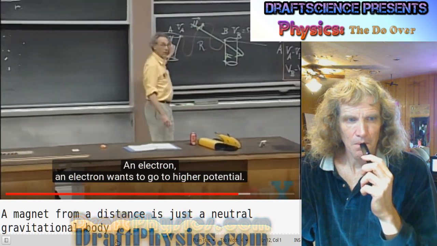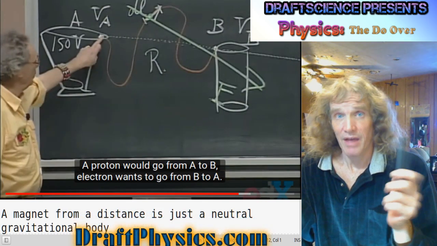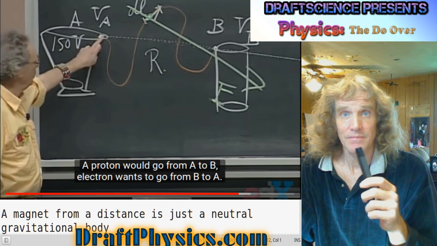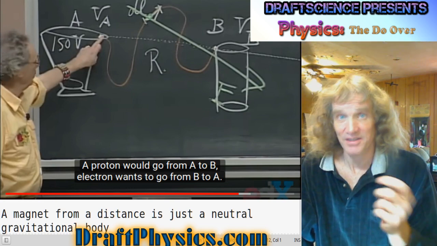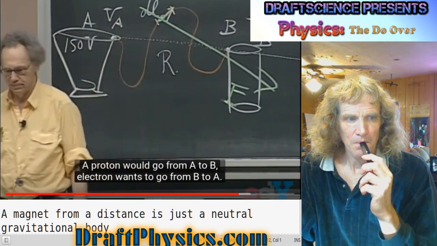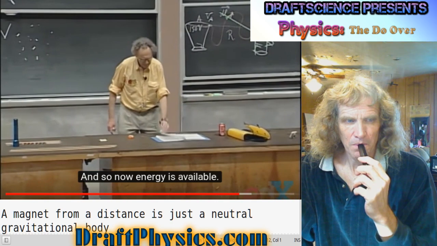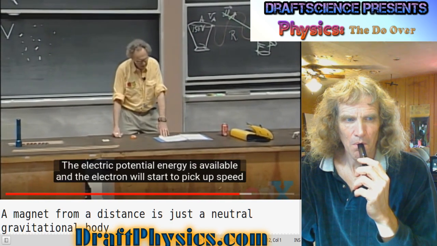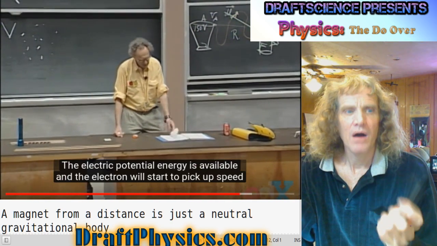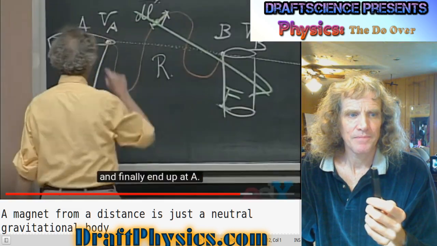Electron wants to go to higher potential. A proton doesn't really want to do any of that. A proton would go from A to B, electron wants to go from B to A. And so, now, energy is available, the electric potential energy is available, and the electron will start to pick up speed and finally end up at A.